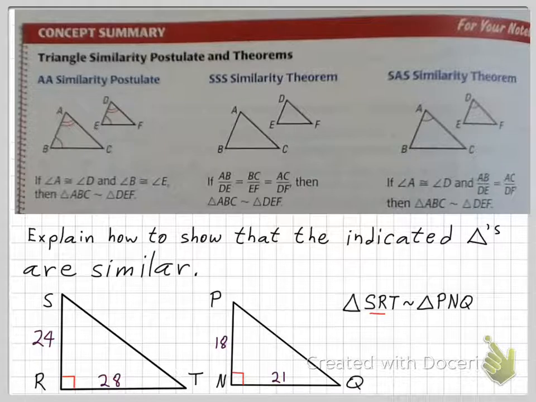We need to show that these 2 triangles are similar. And remember, the order in which you travel around the figure and also the order in which you travel around the letters is crucial. SR are the first two letters, and PN are the first two letters in this triangle. So SR must be corresponding with PN. So we're going to have 24 divided by 18. And then we have RT and NQ, the last two. I'm going to make this larger here. RT and NQ must be corresponding as well.